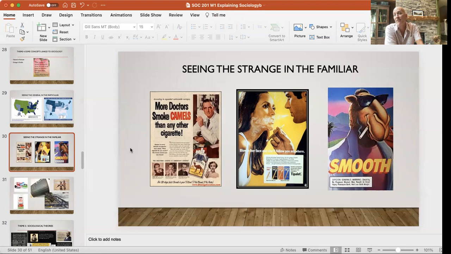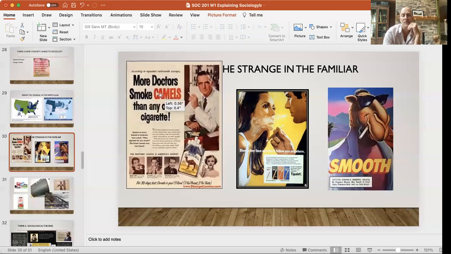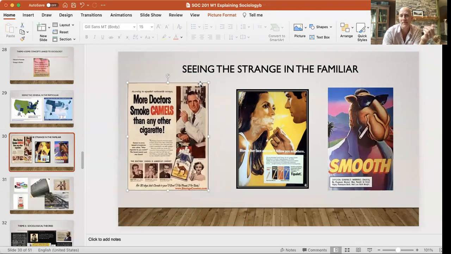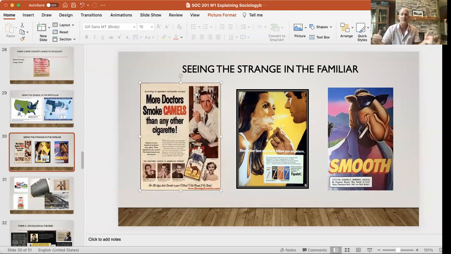And it's seeing the novelty or the strangeness in it. So this is an ad in the 1950s, 1960s, where actually there were doctors that were advocating for smoking certain brands of cigarettes versus others. And the tobacco industry was enlisting and paying doctors to give their support.